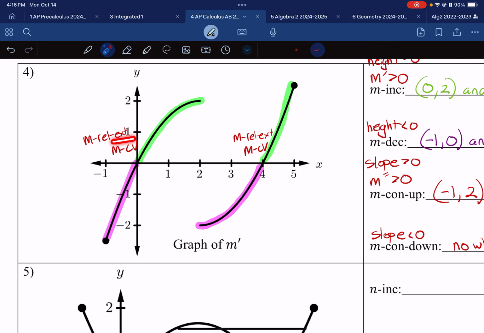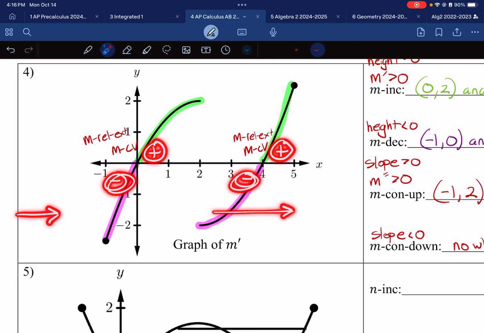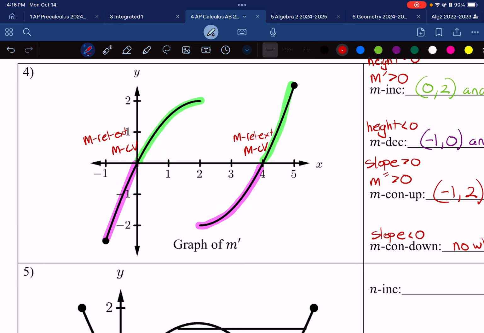And now that we know that it's a relative extremum, what type is it? Is it a minimum or a maximum? This one went from a negative to a positive. This one also went from a negative to a positive. You always read from the left to the right. So it's negative first, and if it's negative first, that is a minimum. So it's an m relative minimum. This one is an m relative minimum.